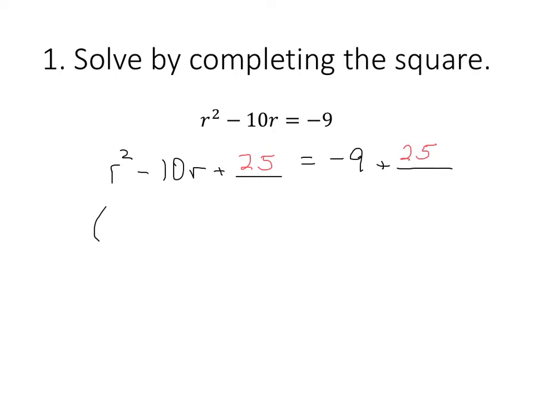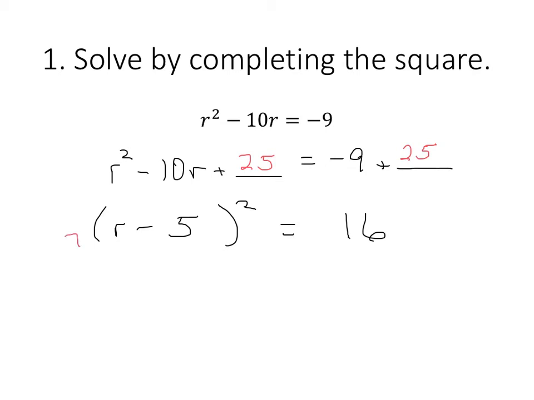On the left, that becomes a perfect square trinomial, which factors to be r, and then whatever this is goes here. And then half of this goes here. So you have r minus 5 squared equals 16.